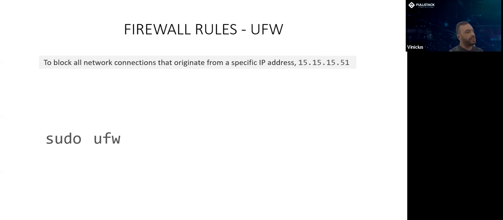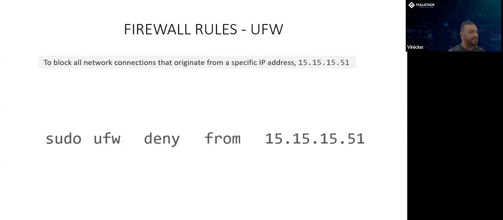Does anyone know how can I block? Deny, accept, deny. Deny is blocking and accept is allowing, right? And then from, so it's basically a phrase in English. Deny from 15.15.15.51. It's very easy, right? Oh, Matt just added some references for that.